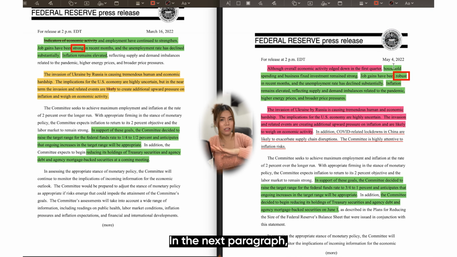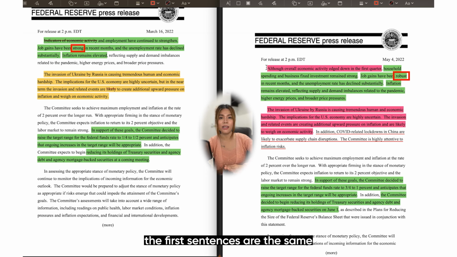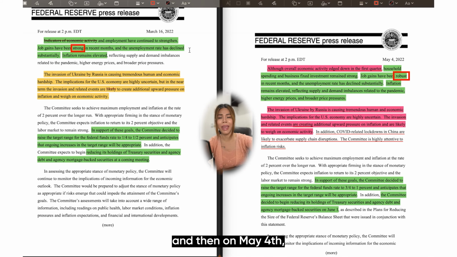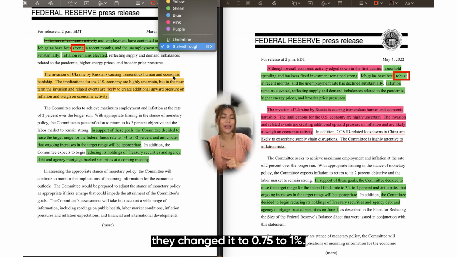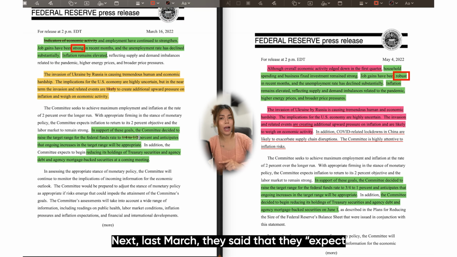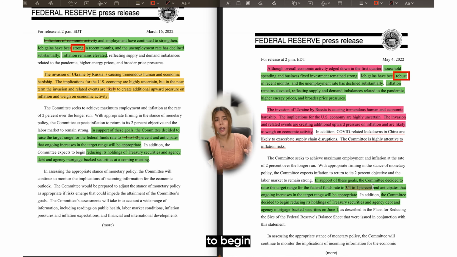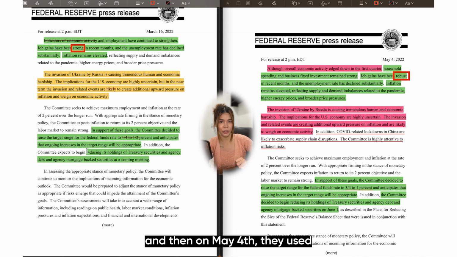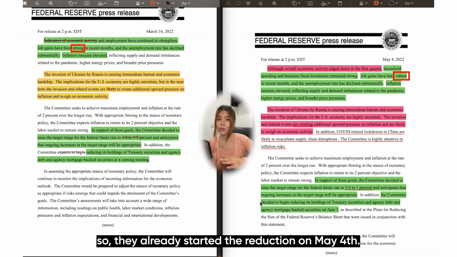In the next paragraph, the first sentences are the same except for the rates, because on March 16 they raised it to 0.25 to 0.5, and then on May 4th they changed it to 0.75 to 1%. Next, last March they said that they expect to begin reducing the holdings of treasury securities. And then on May 4th, they used the words "they decided to begin reducing." So they already started the reduction on May 4th.